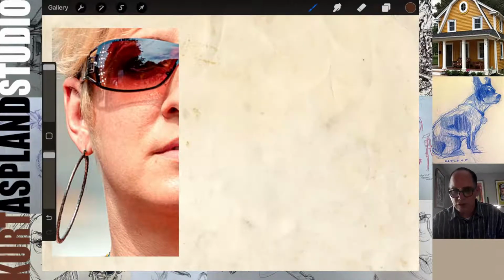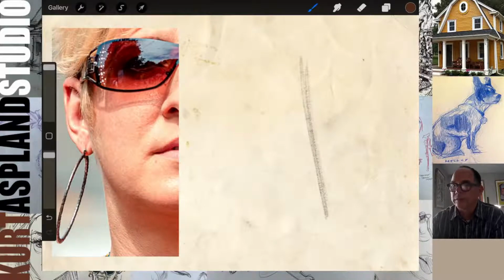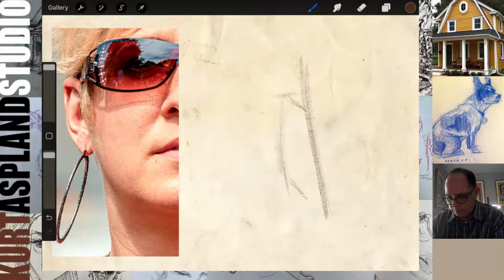Okay, so let's go ahead and draw this woman's ear here. This is what we're going for. So let's get the side of her head. This is where we'll start. And then very lightly, just get the overall shape. There's the overall shape.